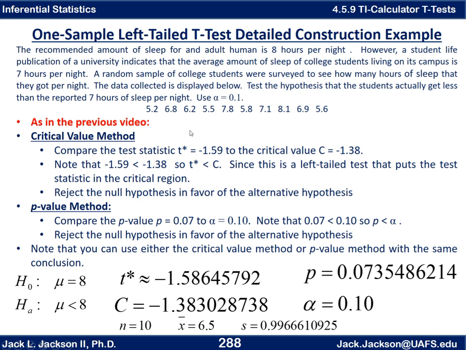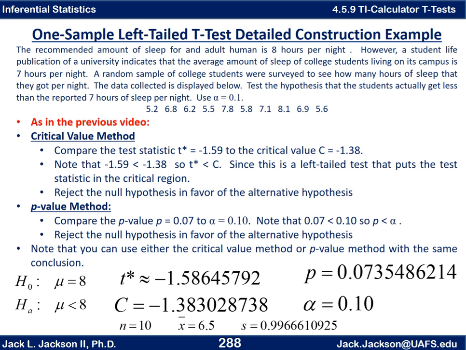So this slide is exactly the same as the one from the last video. Once you have this data in hand, then you can make your decision. So the critical value method, if we went ahead and did that extra work of finding out the critical value, then we can compare the test statistic of negative 1.59 to the critical value of negative 1.38. We notice that t star is less than c, and this is a left-tailed test, so that puts the t star in the critical region. And so we would reject the null hypothesis in favor of the alternative hypothesis.